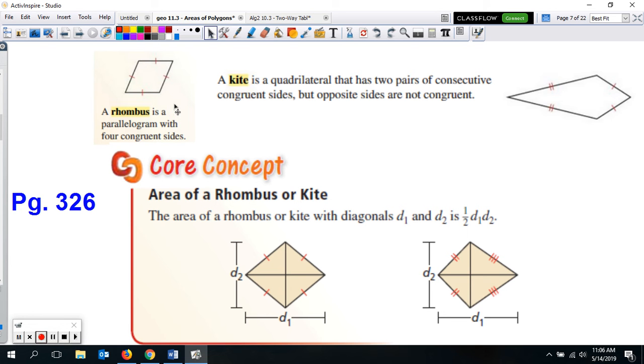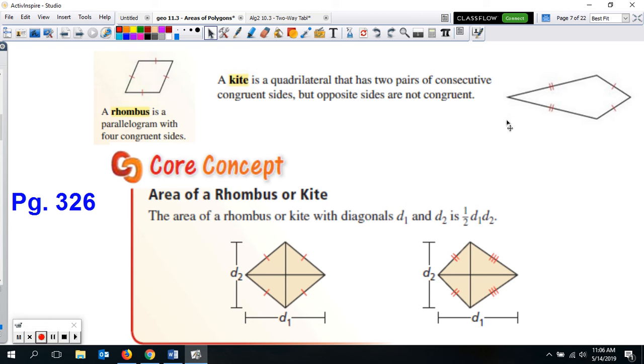A square, that little square guy, he could be a rhombus as well, because that's a parallelogram as well, and all sides are the same. A kite is a quadrilateral that has 2 pairs of consecutive congruent sides, but opposite sides are not congruent. So it's a quadrilateral, 4 sides, 2 consecutive sides here are congruent. So these 2 are congruent, these 2 are congruent, but these are not congruent then. The opposites of them would not be congruent.